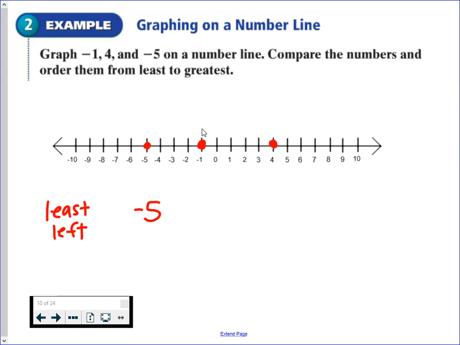I know what would happen if my 3-year-old saw something like this. He'd get out a car and he would start driving along. And if least is left, the further you go to the right, it must get bigger. So the next number would be -1. He continues his car driving to 4.